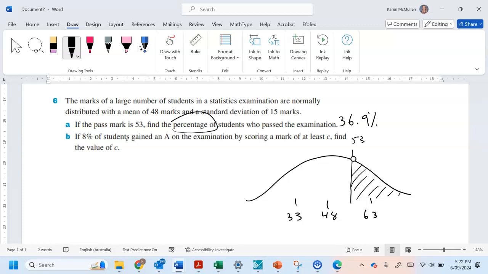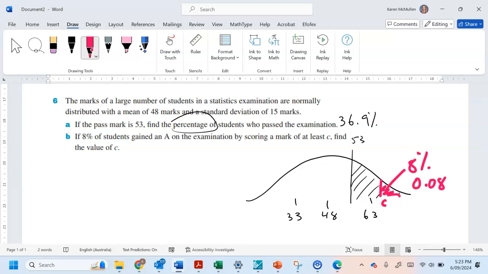If 8% of the students gained an A on the exam by scoring a mark of at least C, find the value. So if this grey area here is 36.9%, you would expect 8% to be somewhere up here. Alright, so this part here is 8%. As a decimal, it's 0.08. And this is your value of C. So we've got to work that out.